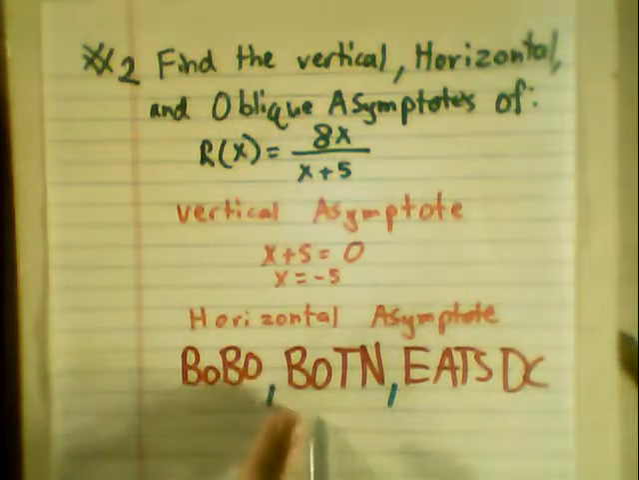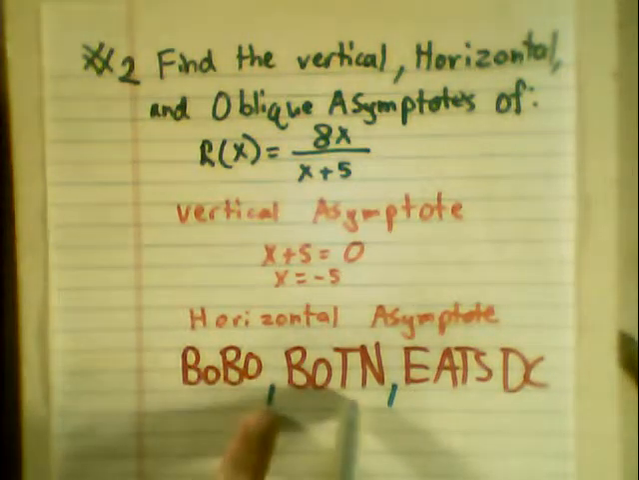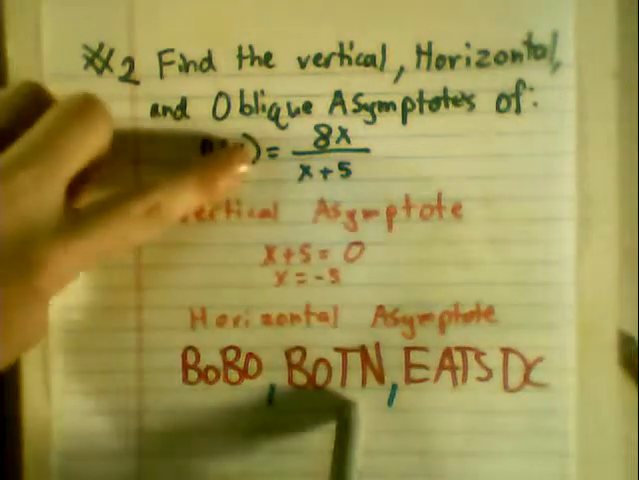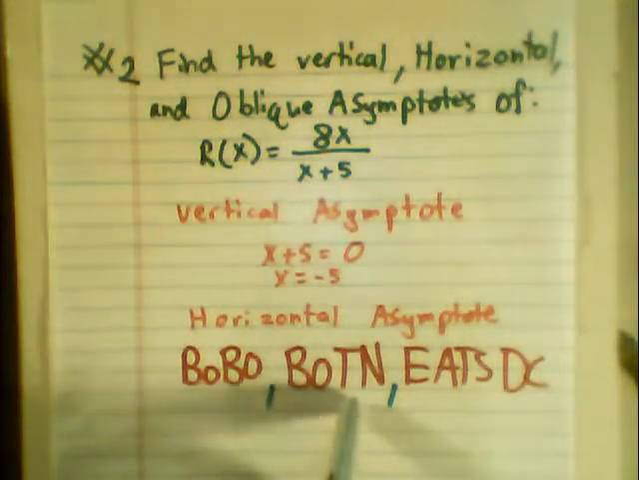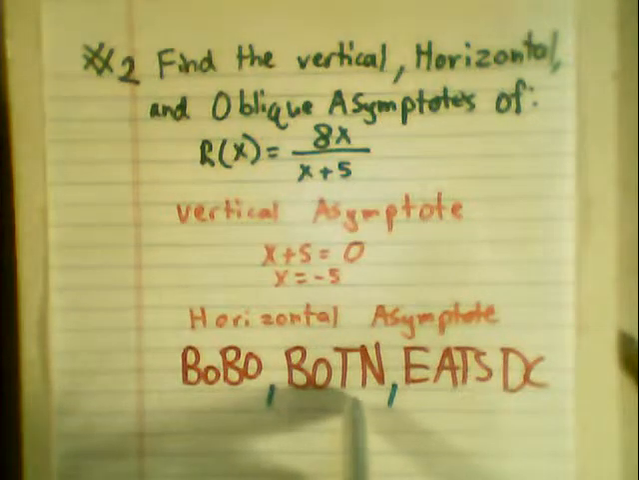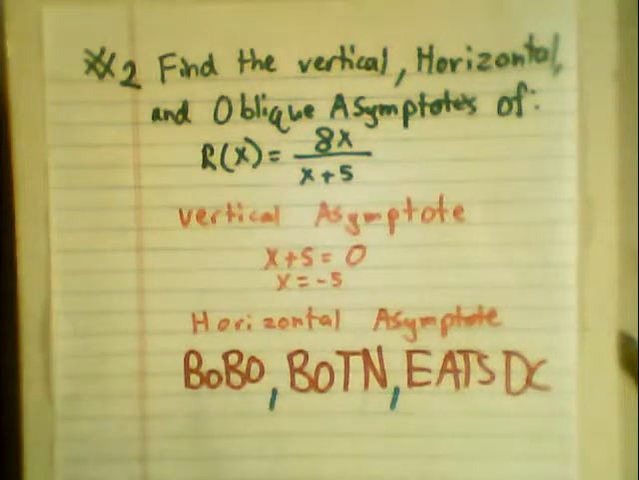But if it was this one, say you did have the bigger on top, then you would have to actually divide them out to find the oblique asymptote, and the quotient of when you divide them would be your oblique asymptote. So then we come to EATS DC. EATS DC stands for exponents are the same, divide coefficients.